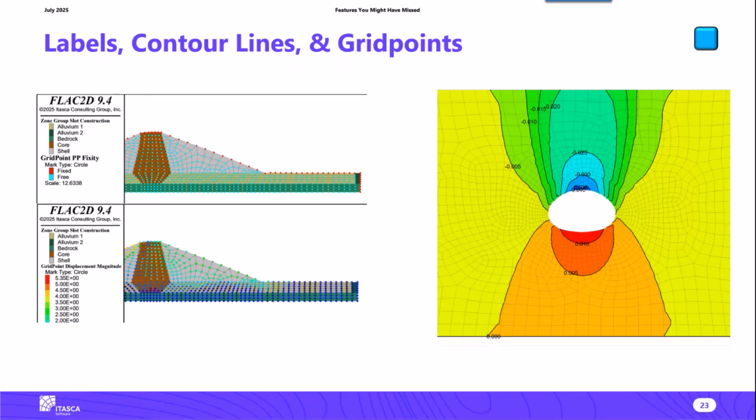So in the bottom one, we're looking at grid point displacements by magnitude. And so rather than looking at the zone level, we're able to look at the grid point level and do this sort of contouring.